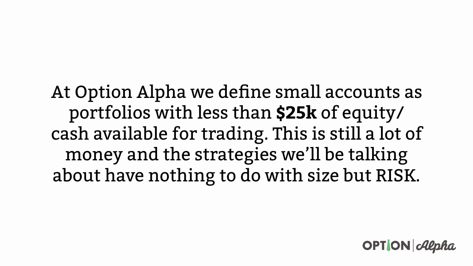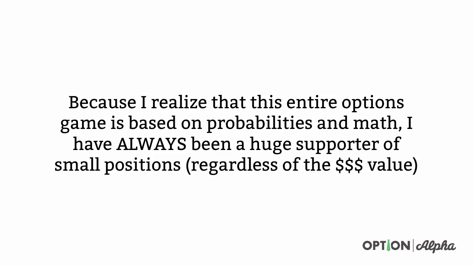So at Option Alpha, we basically define small accounts as portfolios with generally less than $25,000 of equity or cash available for trading. Now this is still a lot of money, and we get that, and these strategies we'll be talking about have nothing to do necessarily with size, but just with controlling risk so that you have the best possibility of making money long term with your account until you either put more money in or start making more money trading. Because I realize that this entire options game is based on probabilities and math, I have always 100% been a huge supporter of small position sizes, regardless of the total value of the account.